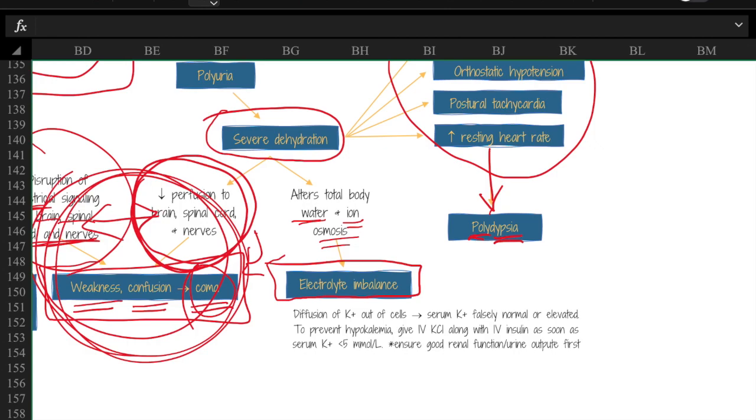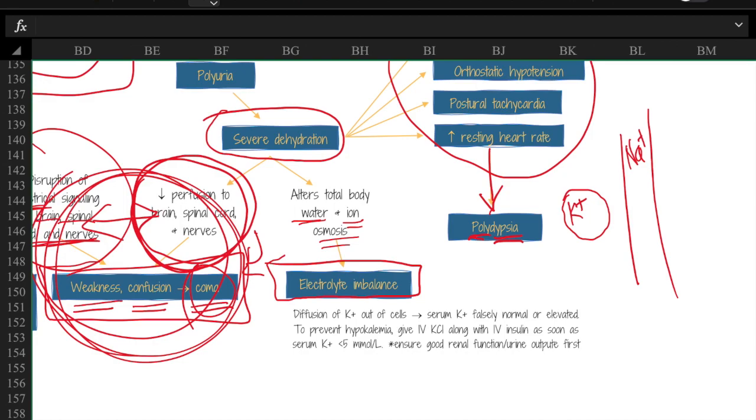One of the major things that happens is, if you remember, most of the potassium in your body lives inside of the body's cells. Most of the sodium lives outside of the body's cells. Let's put it in here. That's your blood vessel.